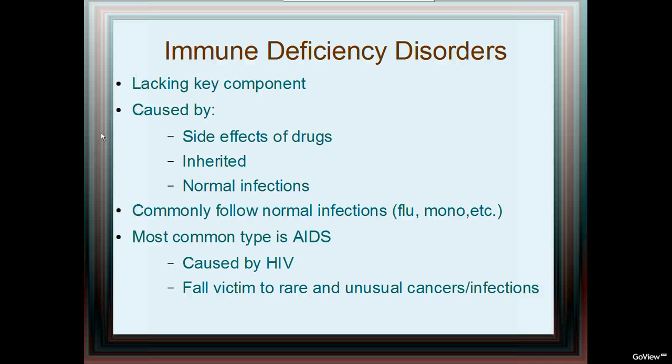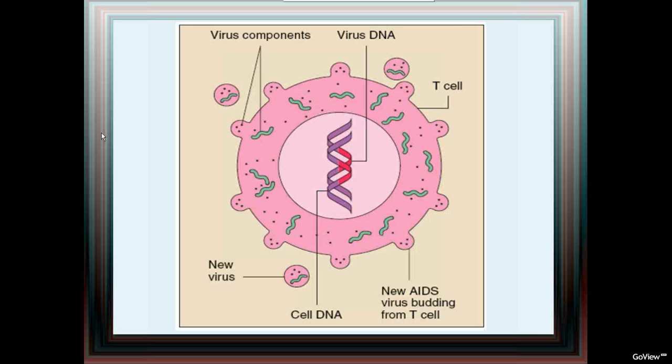Once a human gets AIDS from HIV, they usually fall victim to rare and unusual cancers and infections, and they'll end up dying because their body won't be able to fight off the infection. And here is a diagram of an AIDS cell, and as you can see, it's a normal T cell, and the AIDS virus has infected it, and it starts producing more, and they just branch off like this, new AIDS virus. Just really bad.